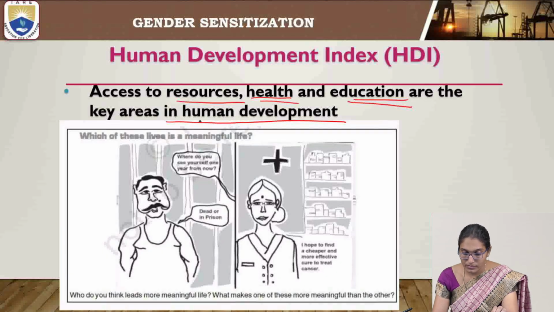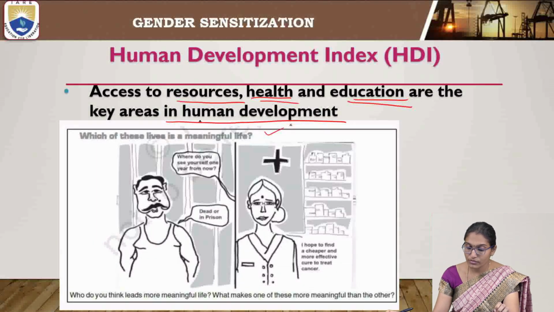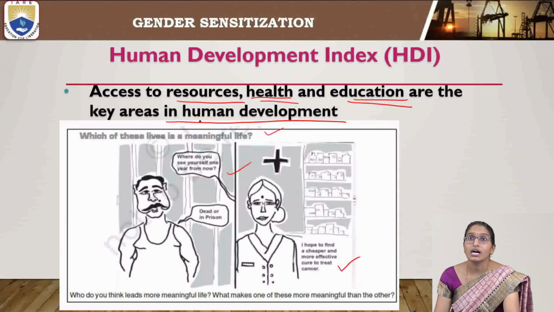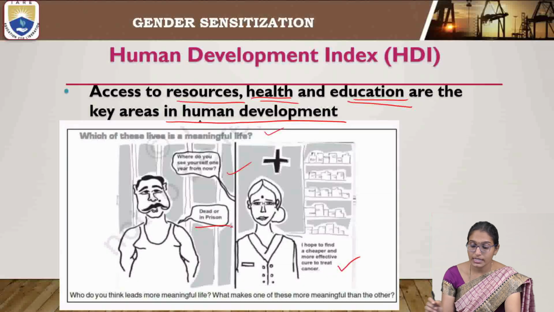Which of these lives are meaningful lives? Where do you see yourself in a year from now? I hope to find a cheaper and more effective way to treat cancer. So when you ask a doctor, or a person working in the medical field, where they want to improve, she says that she wants to find cheaper medicine so that it will reach the people. Then if you ask some thief, he answers: death or prison.